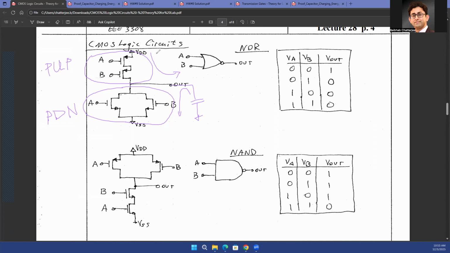Now, how do we design a logic circuit with this pull-up and pull-down network? We have also seen why we are going to use PMOS in the pull-up network. That's because PMOS is a good conductor of digital ones. If you had used NMOSes, the NMOS will charge up only up to VDD minus VTH, because after that, the NMOS devices will turn off.